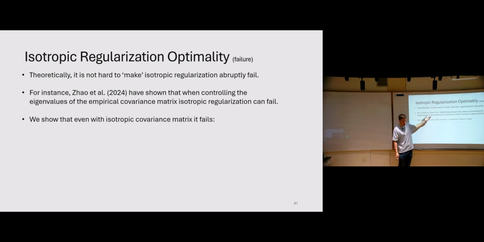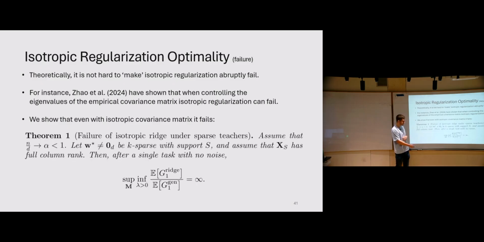But we can't use this theorem because we assume that we have an isotropic covariance matrix. So we show that even with an isotropic covariance matrix, it fails. Assume that we are in the overparameterized regime. If we are not in the overparameterized regime, then ridge can reduce the loss to 0 because the matrix is invertible, right? We are in a single task with no noise, so this is a very simple case.